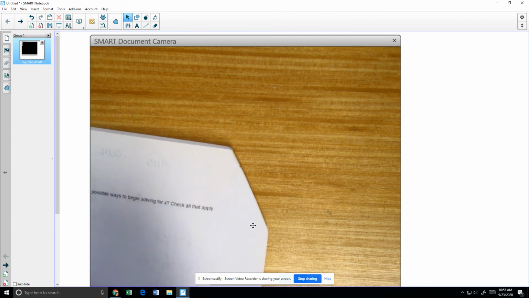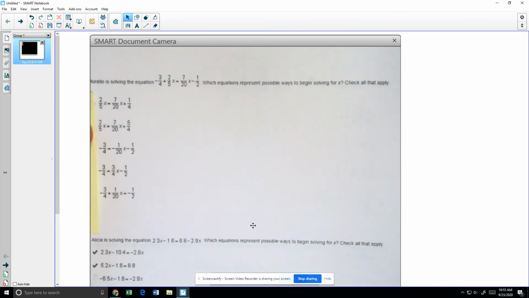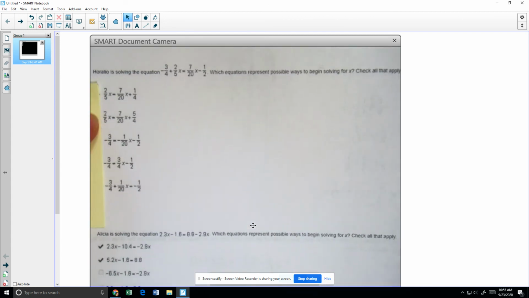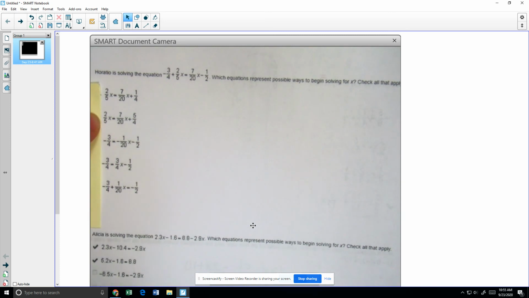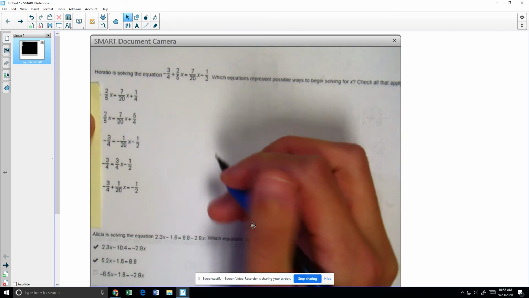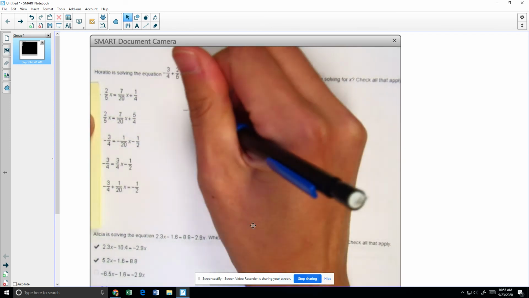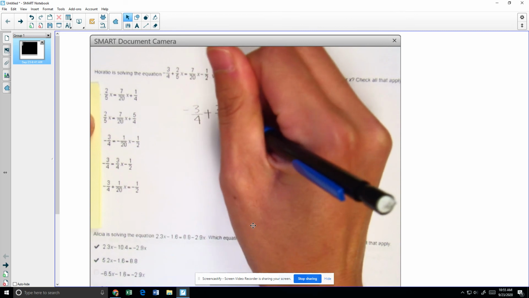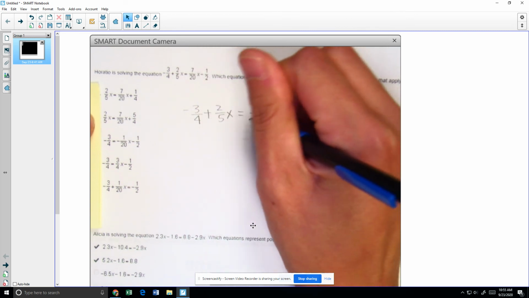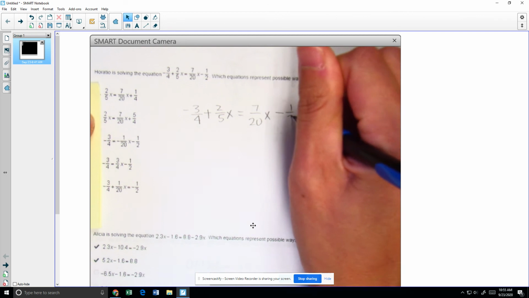Next one. Horatio, we have two more, guys. Okay, I know, it's hard. Horatio is solving the equation. Which equations represent possible ways to begin solving for x? So they're just asking for you to begin solving for x. -3/4 plus 2/5 x equals 7/20 x minus 1/2.